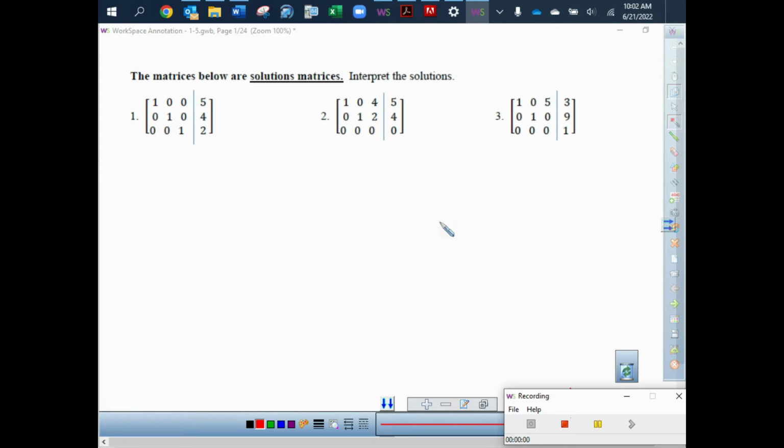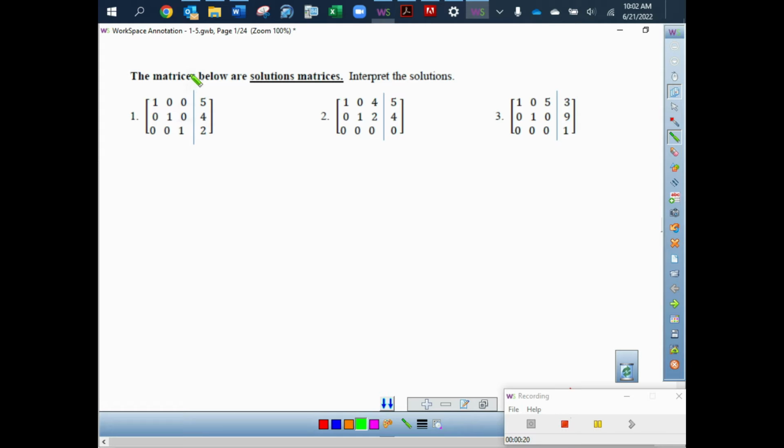All right, we got some systems application story problems today, but we're going to start with some nice little reduced row echelon form solution matrices right here. They're already ready to rock. This is like what your calculator spit out. They want us to interpret the solution. So like, is there one solution, no solutions, or infinite solutions in that crazy form?